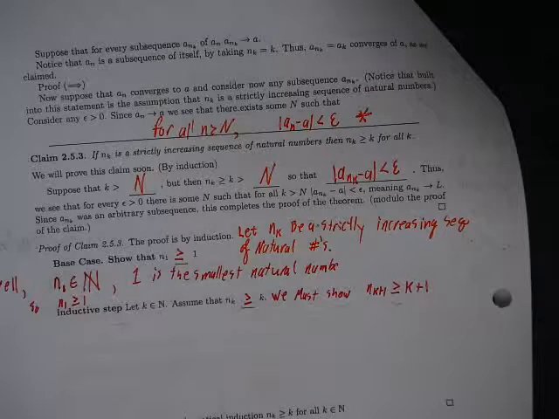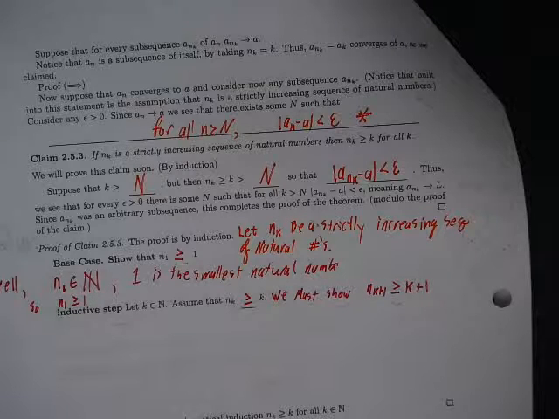n sub k is greater than or equal to k. Good. So how would you want to combine these facts to get the result that we want? Let's see, does it follow that n sub k plus 1 is strictly bigger than k? And k plus 1 is the smallest thing that's strictly bigger than k. So what can you conclude? So n sub k plus 1 needs to be bigger than or equal to the smallest thing that's bigger than k? Or wouldn't it just be equal to it?